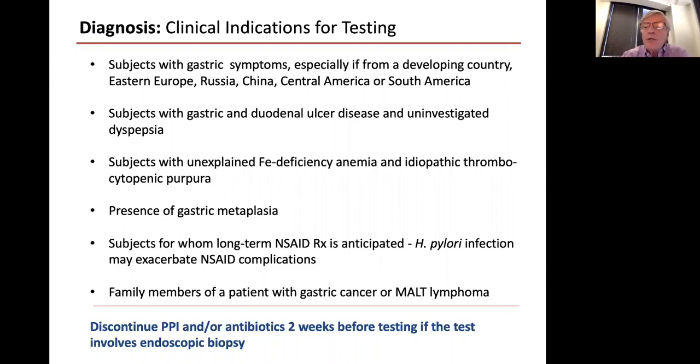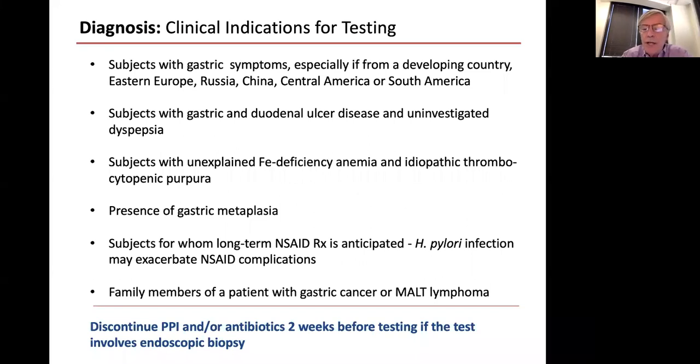Certainly subjects with gastric and duodenal ulcer disease and uninvestigated dyspepsia probably warrant evaluation for H. pylori infection. Subjects with unexplained iron deficiency anemia and idiopathic thrombocytopenic purpura have a higher incidence of H. pylori infection. The presence of gastric metaplasia should cause one to most definitely determine whether or not the person is infected with H. pylori. And then subjects for whom long-term NSAID therapy is anticipated, in part because there's at least one study showing that H. pylori infection may exacerbate NSAID complications. The NSAID ulcer disease is exacerbated in the setting of H. pylori infection. And finally, family members of a patient with gastric cancer or multiple lymphoma.